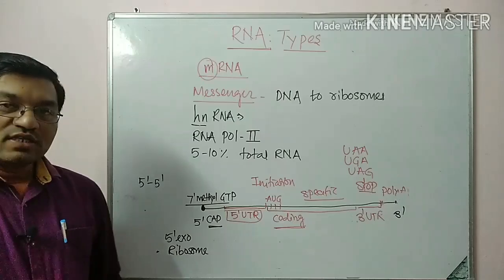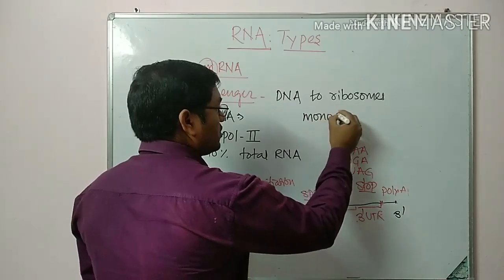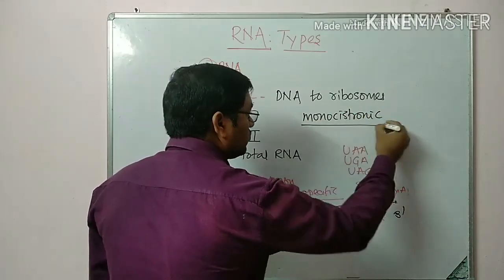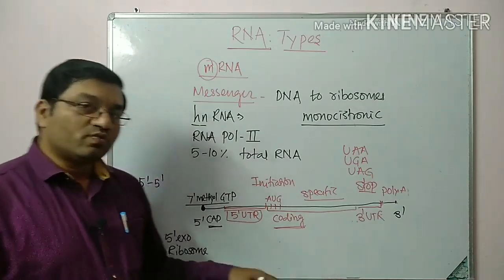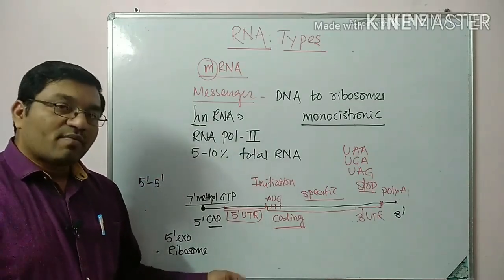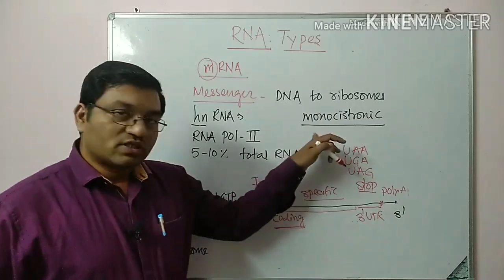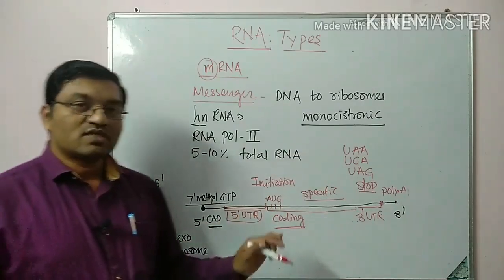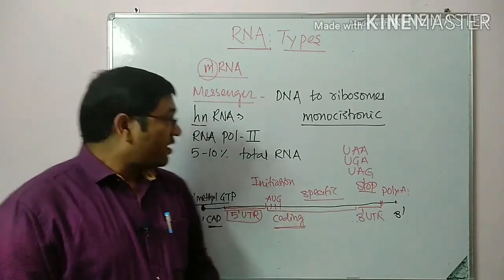In eukaryotes, this mRNA is monocistronic, which means they code for a single polypeptide. This is in contrast to prokaryotes, in which the mRNA is polycistronic. In eukaryotes it is monocistronic; they code for a single polypeptide. That's why they are known as monocistronic. So this is all about mRNA.